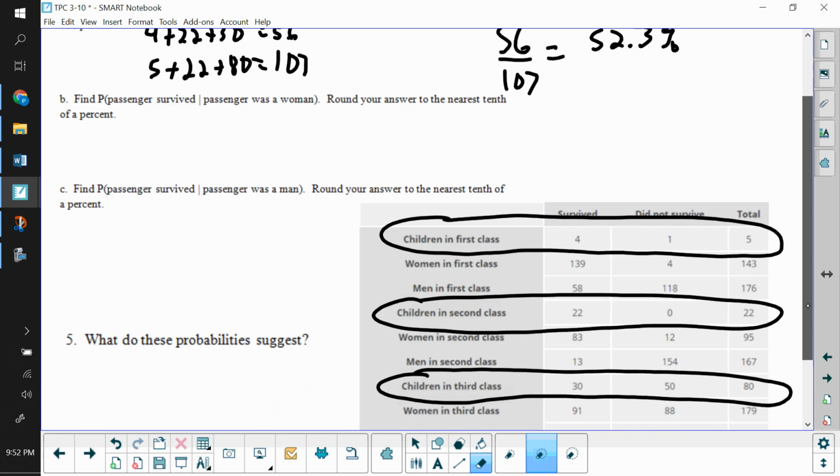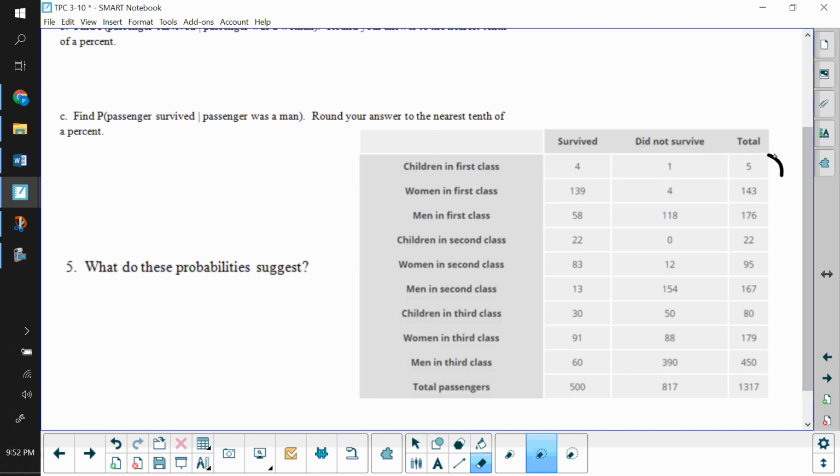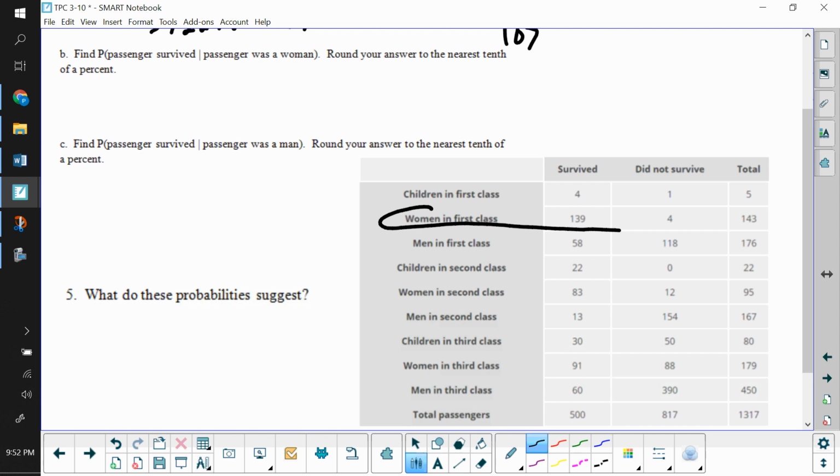Let's look at one more of those together, and then we'll let you try the third one, because this can be a little tricky because we have the 3 different groupings to look at. So we want the probability of survival given the passenger was a woman. So we want to look at only the women rows.